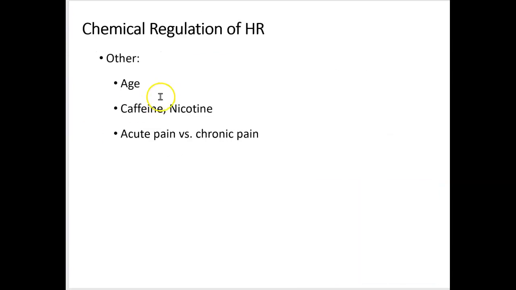And the other category is just real quick, age. So newborns have the highest heart rates. And then as we get older, they tend to be lower. And then caffeine, nicotine, body temperature, they all affect it. So in your notes, you have body temperature. You probably know that when your body temperature goes up, your heart rate goes up. And when your body temperature goes down, your heart rate slows down. Everything slows down in the colder temperatures. Caffeine and nicotine are stimulants. They increase heart rate. You probably know that.